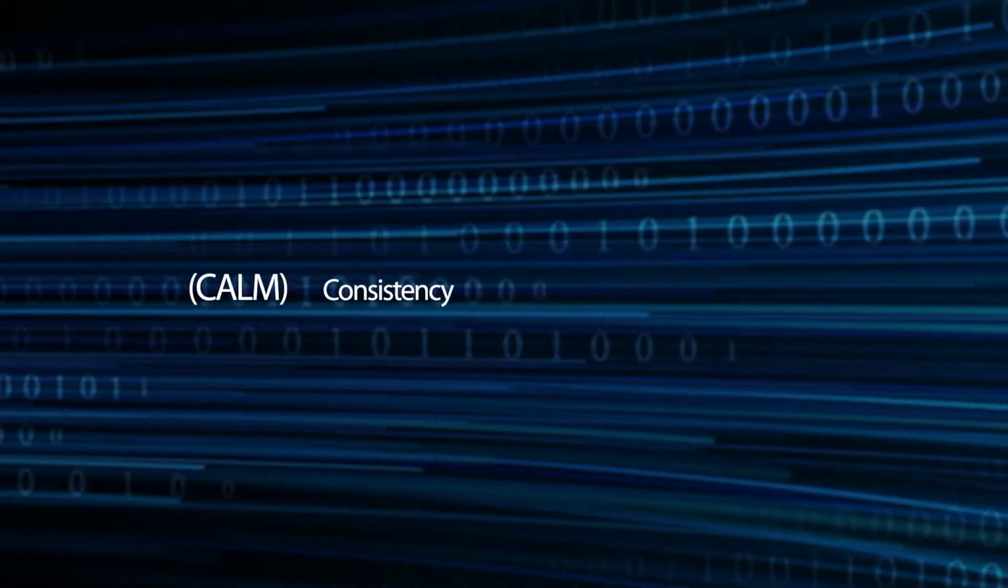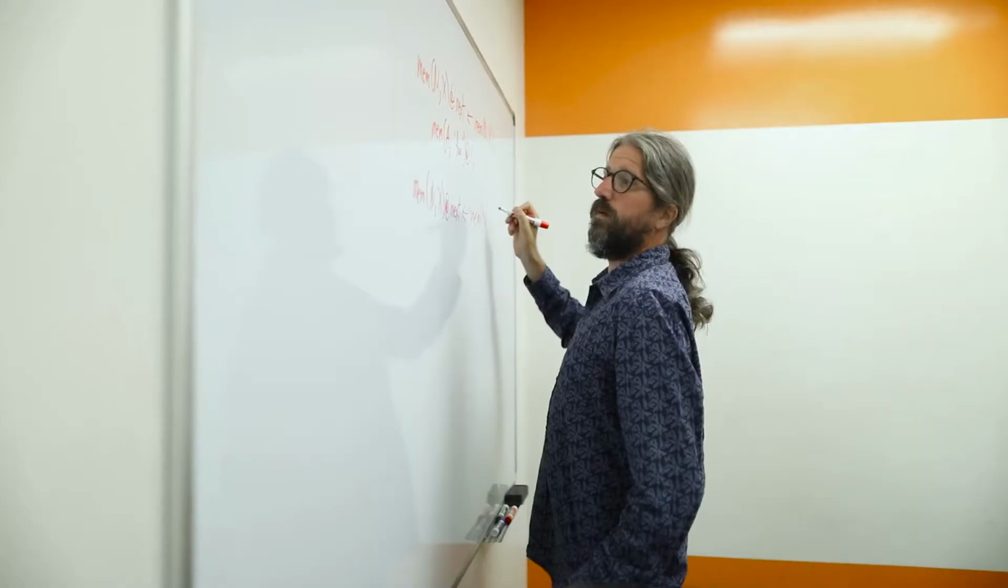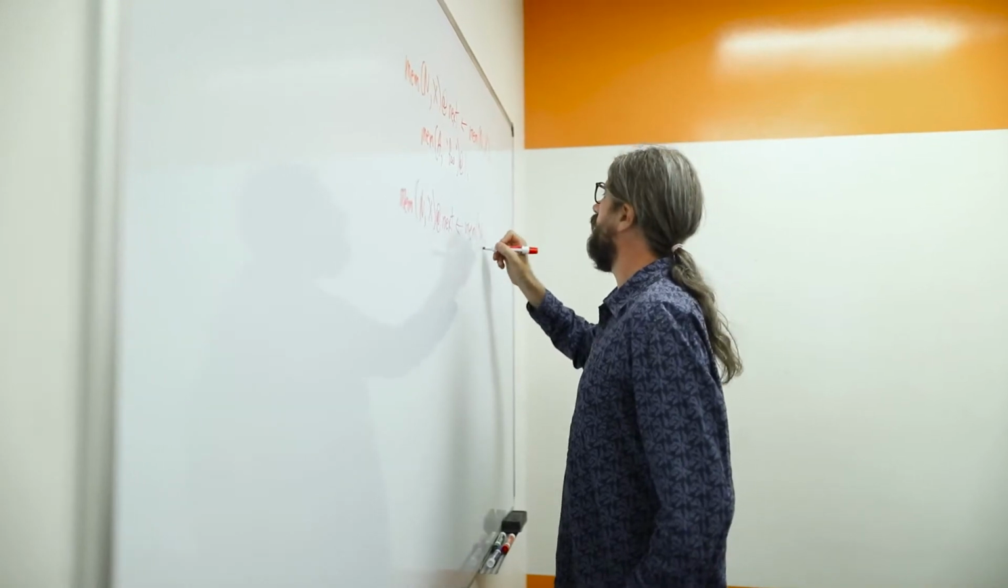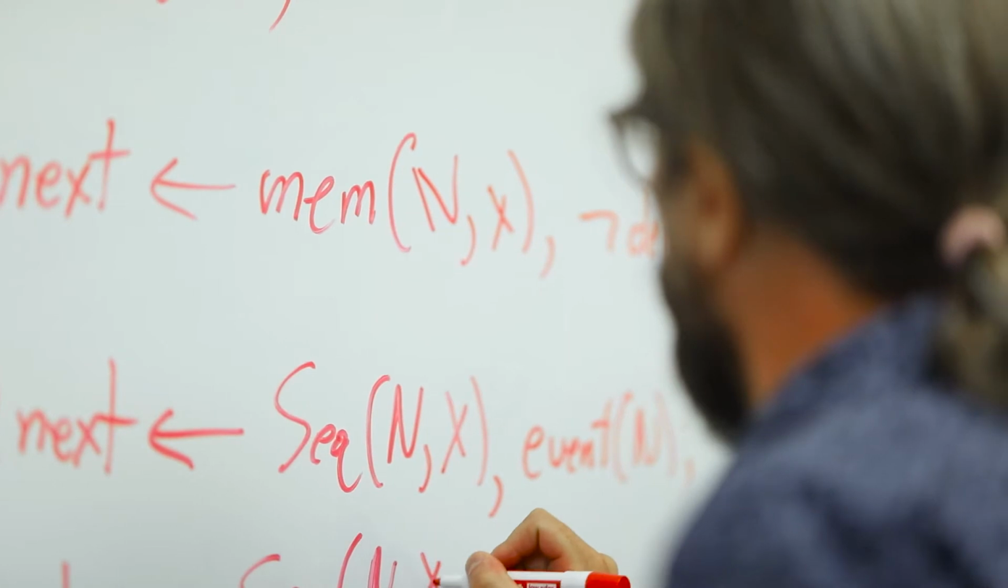So CALM stands for consistency as logical monotonicity. CALM doesn't just explain why, for example, languages like Bloom and Daedalus were effective for the purposes they were designed. It also helps us go back even further in the past and explain why some of the best designs of existing systems that were not based on a monotonic language, why did the things that worked work?